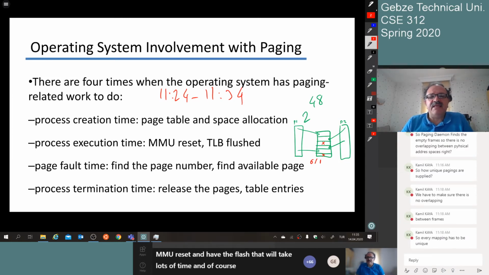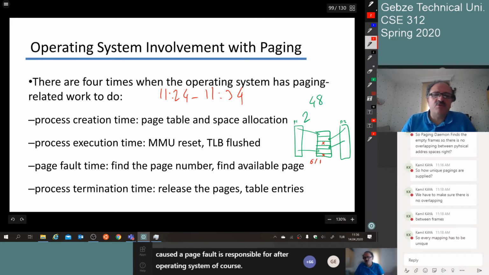If a process says that I need this memory location, and the MMU says that the page that contains that memory location is not in the memory, then I need to find an available page if it is available. If the page is not available, then I will need to make a page replacement. Page replacement and finding the page number that caused the page fault is the responsibility of the operating system, of course. And then the last one is the process termination time.